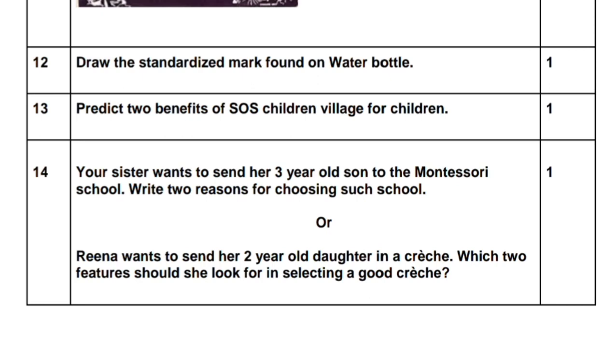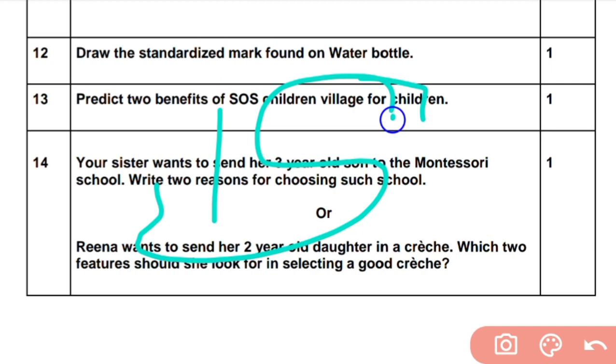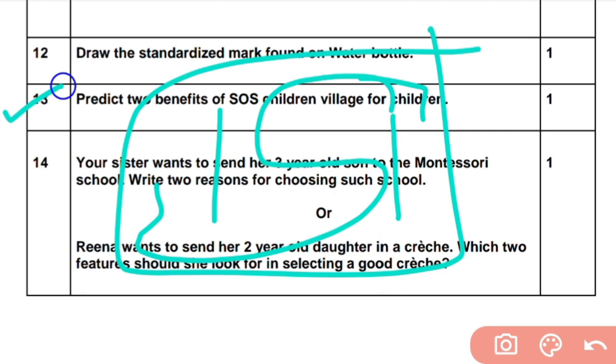12th question, draw the standardized mark which is found on the water bottle. What is on a water bottle? It is ISI. So you have to make the symbol of ISI. Okay. 13th question, predict two benefits of SOS Children Village for the children.